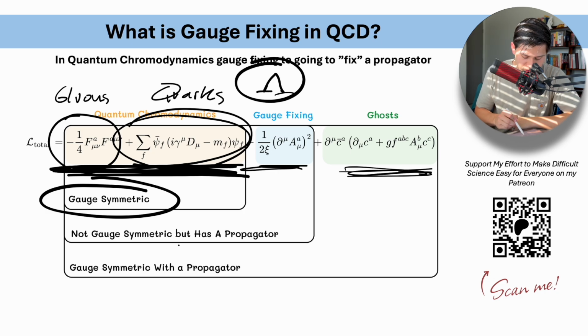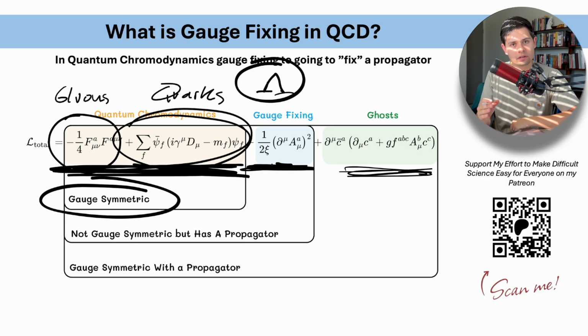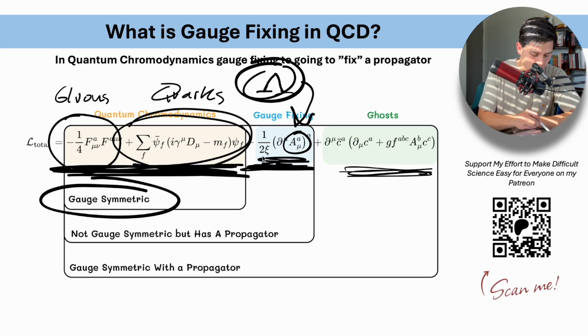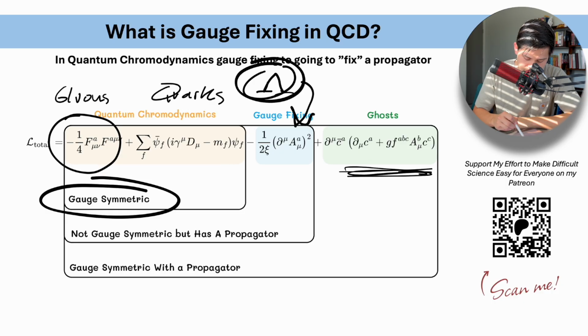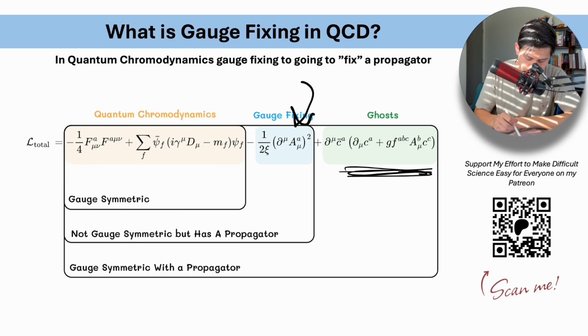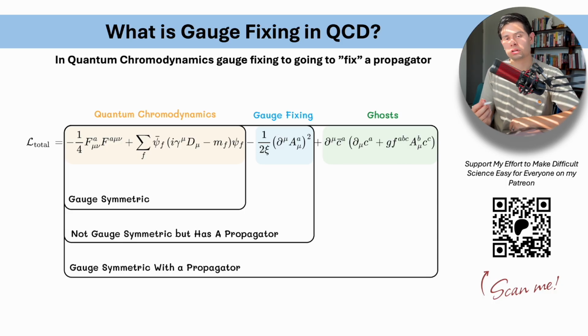Not gauge symmetric, right? So when we add the gauge fixing term, we're going to see that we break that symmetry, right? Because now we have this A here, we need to incorporate this into the A, but because of this term, I'll erase some of this, we break that gauge symmetry, right? So, okay, that's a problem. And so to fix that problem, we introduce our ghosts.